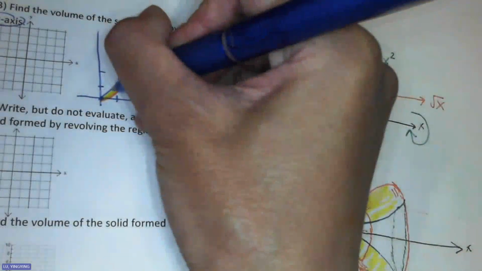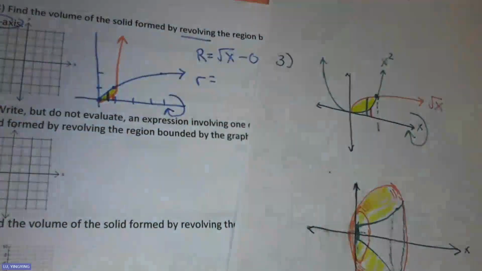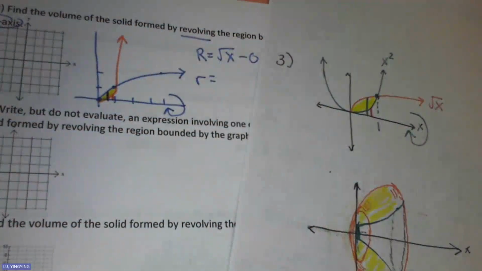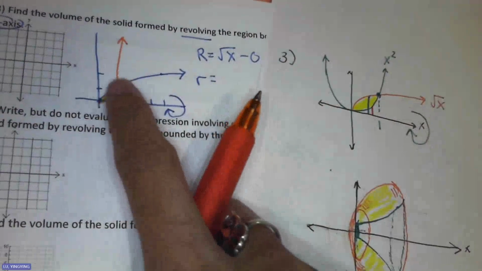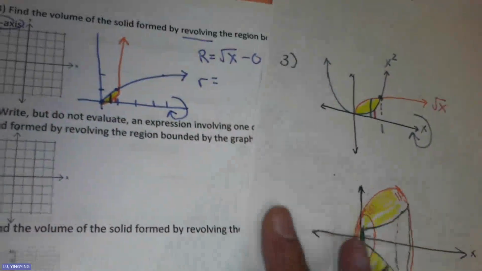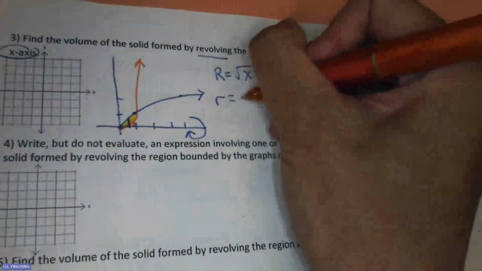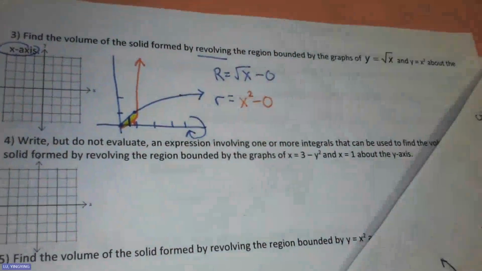I recommend you draw those big R's and small r's on your picture because it helps you understand which one to subtract. Because I will always have people do curve minus curve for some reason, which is wrong. That's not big R minus small r. That's just wrong, okay? So our small r here is x squared, subtract 0. Once you have that, the rest is easy.